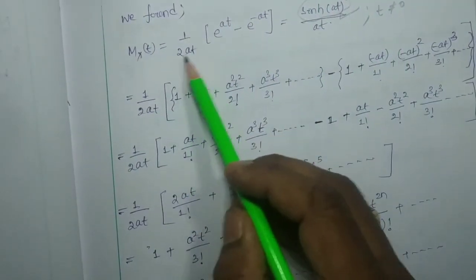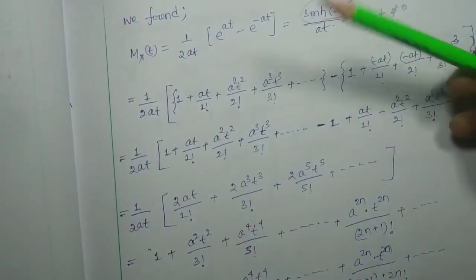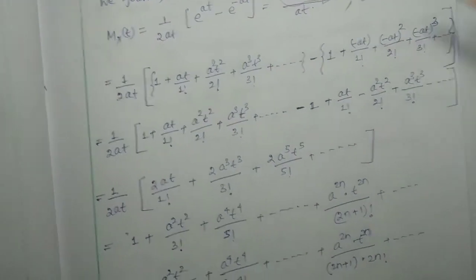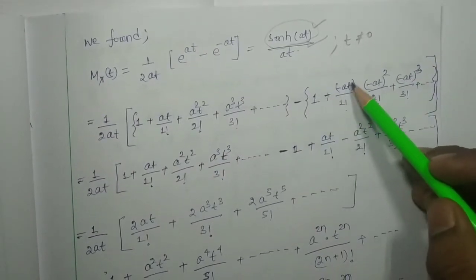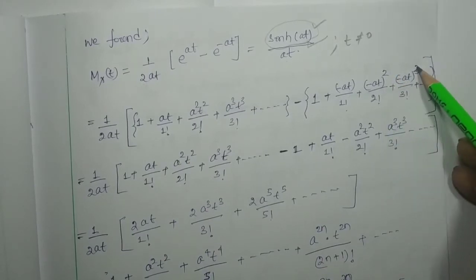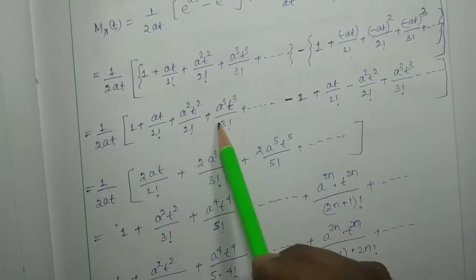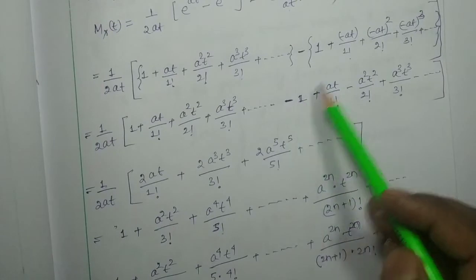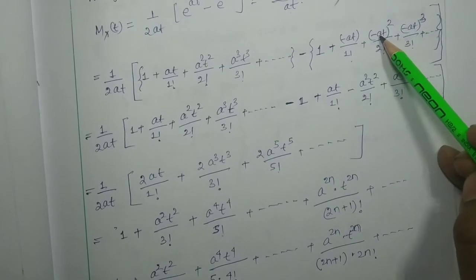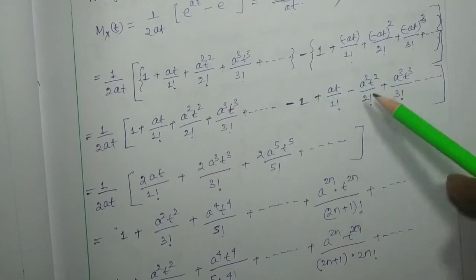So 1 by 2at is there. e to the power at is nothing but 1 plus at by 1 factorial, plus a square t square by 2 factorial, plus a cube t cube by 3 factorial, and so on, minus e to the power minus at expansion, which is 1 plus (minus at) by 1 factorial plus (minus at) square by 2 factorial plus (minus at) cube by 3 factorial, and so on. Here 1 by 2at, this much I have written as such, minus this will be minus 1. Here you can see minus at minus plus at by 1 factorial. Here this will be plus because its power is 2. This will be plus and minus, so minus a square t square by 2 factorial.